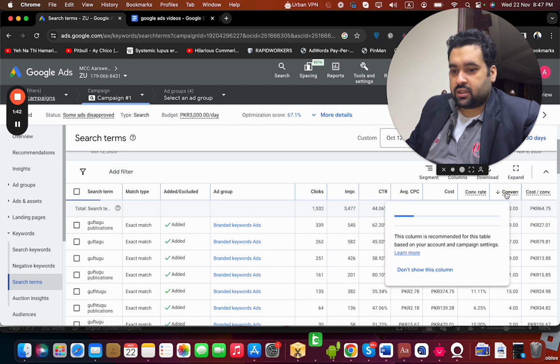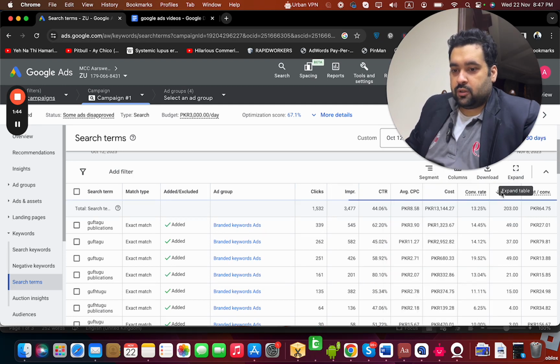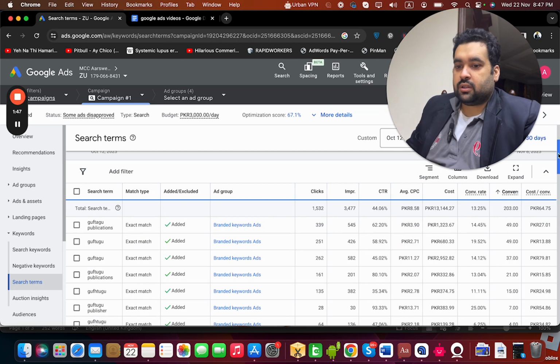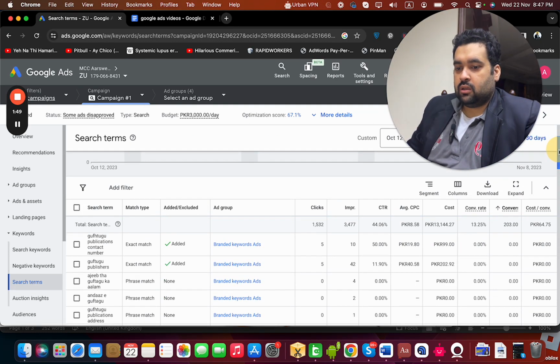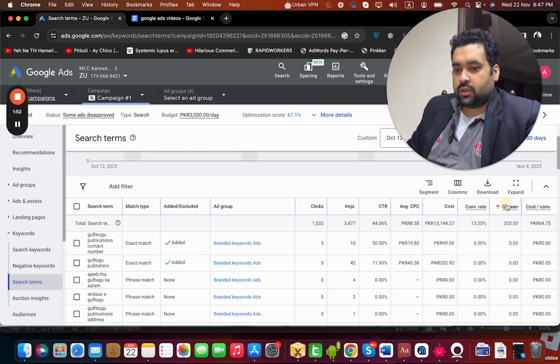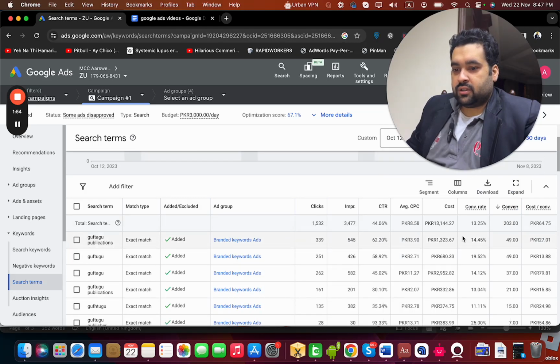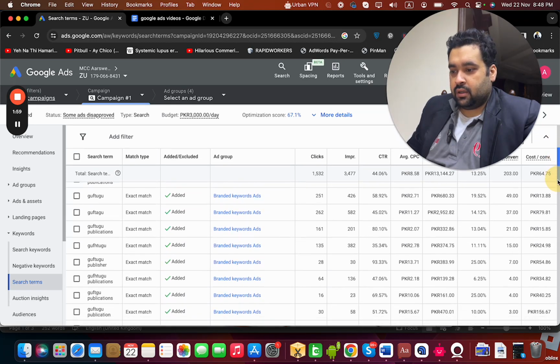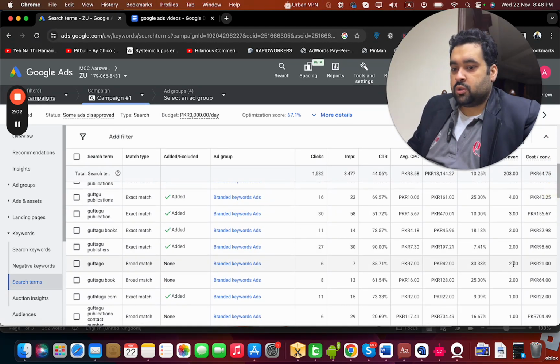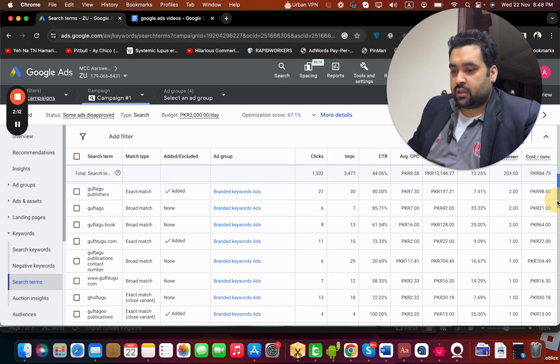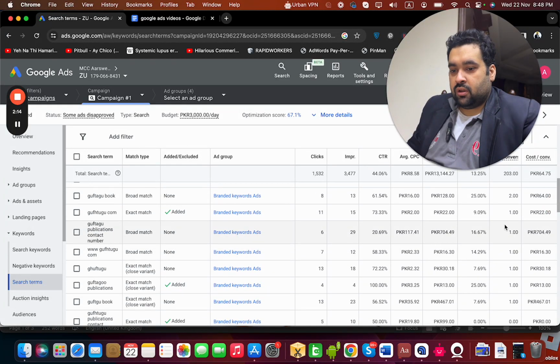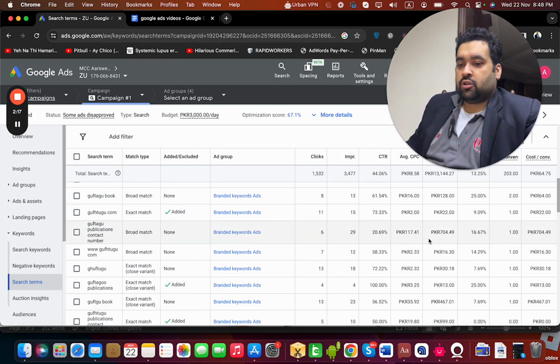Let's say I move on to the conversions over here, it's going down. I can see over here, this keyword is generating 49 conversions. Is it added? This is added. But these two keywords have already got me conversions, so I can add them as well to generate more sales. This is another way of optimizing. These few keywords also generated conversions.